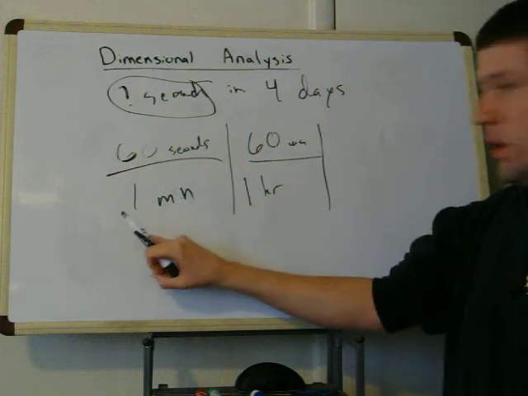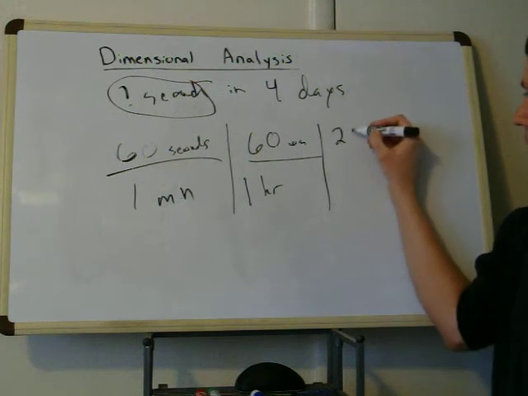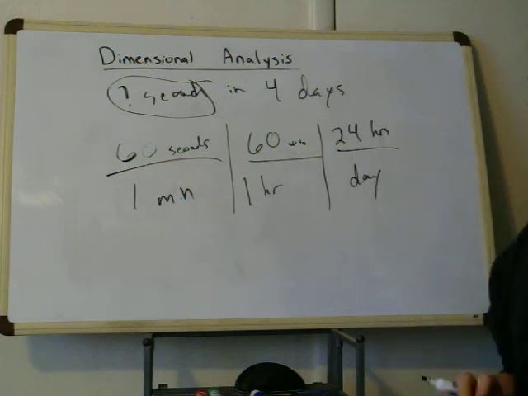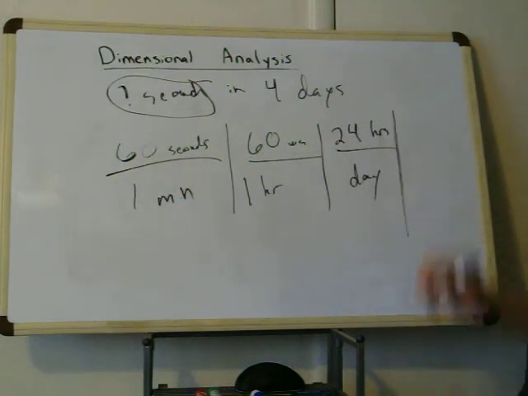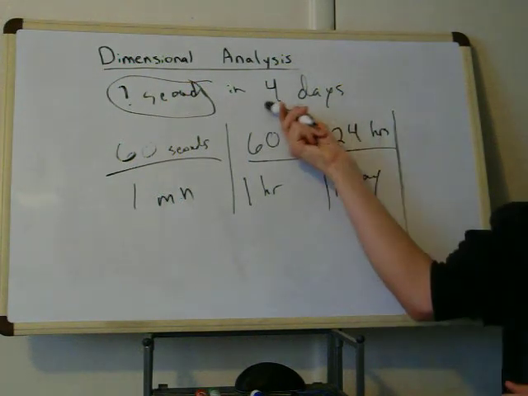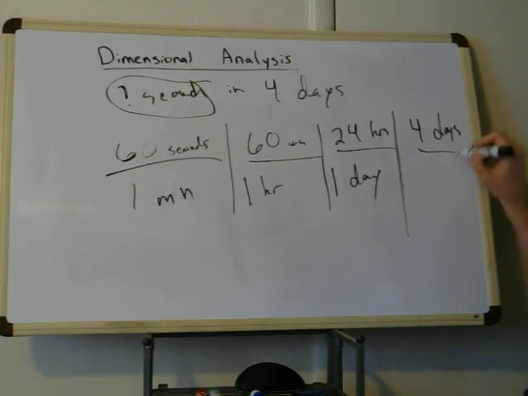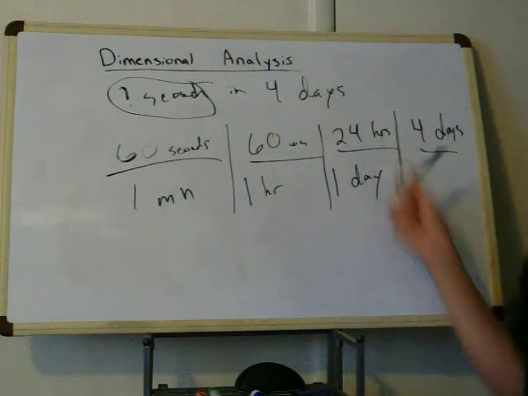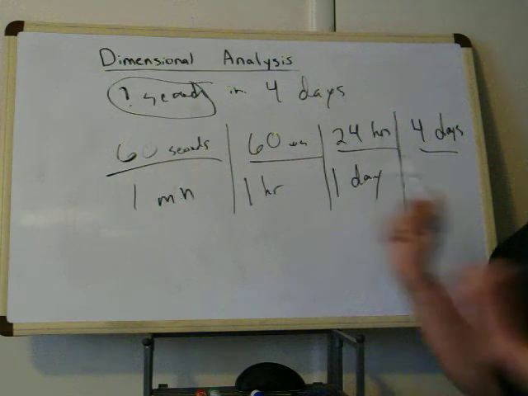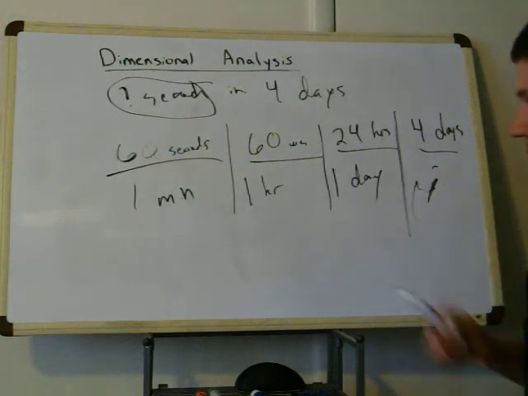So now I'm doing 1 times 1. Alright, 60 minutes in 1 hour, there are 24 hours in a day. And again, multiplied by 1, that's 1 day. And I'm asking for the time in 4 days. So I say 4 days. Now down here, it's not 4 days per anything. It's just 4 days, so I don't have to have anything in the bottom.